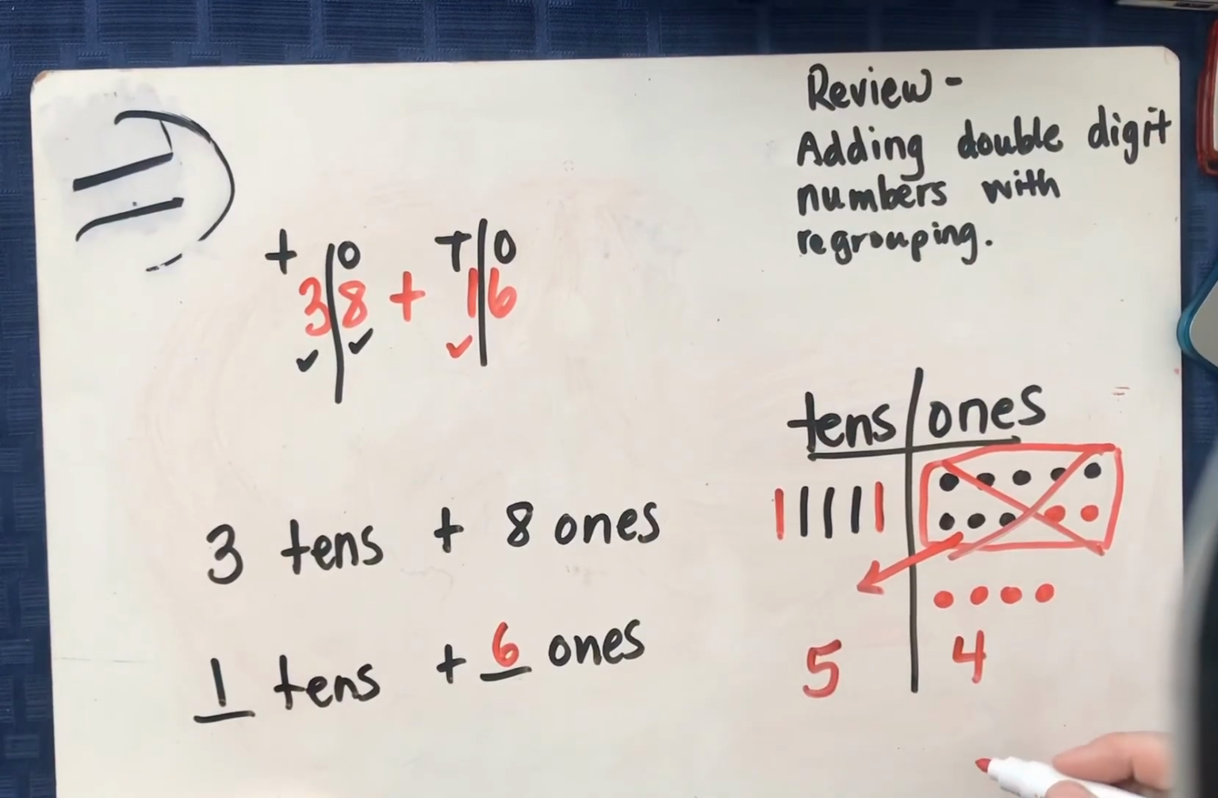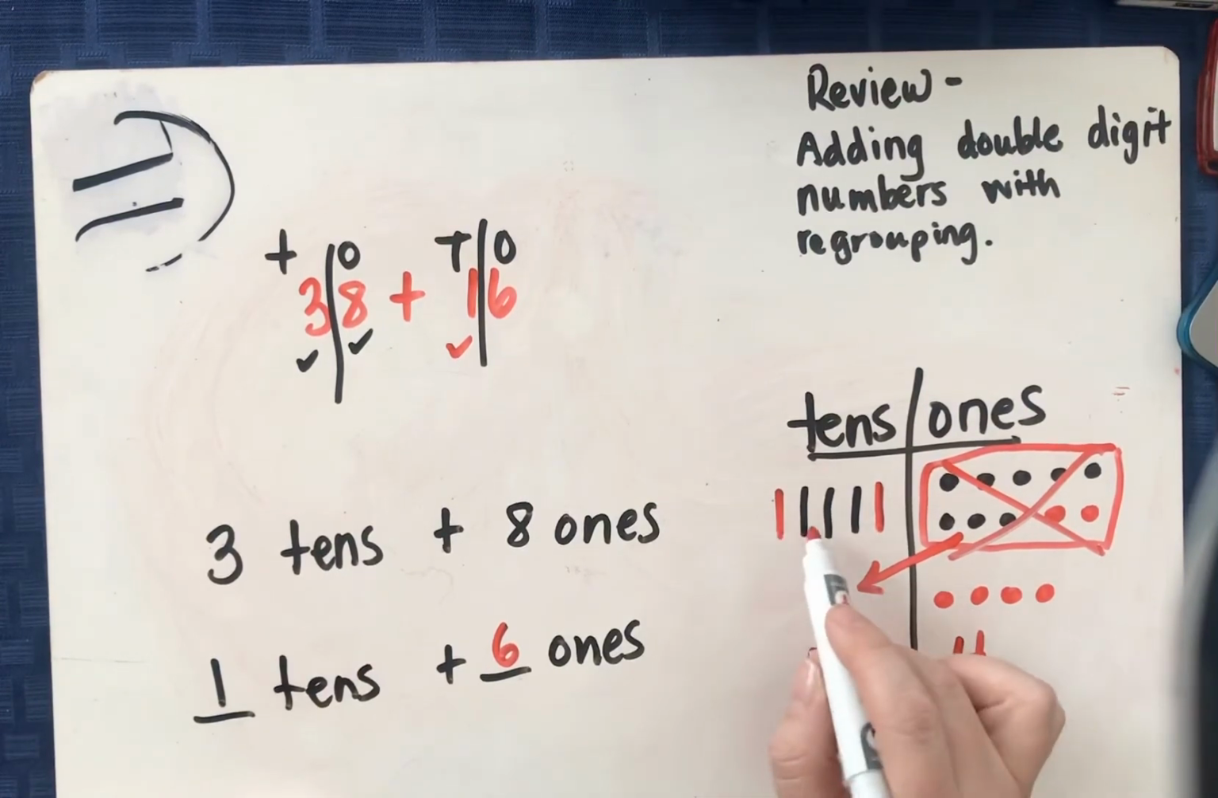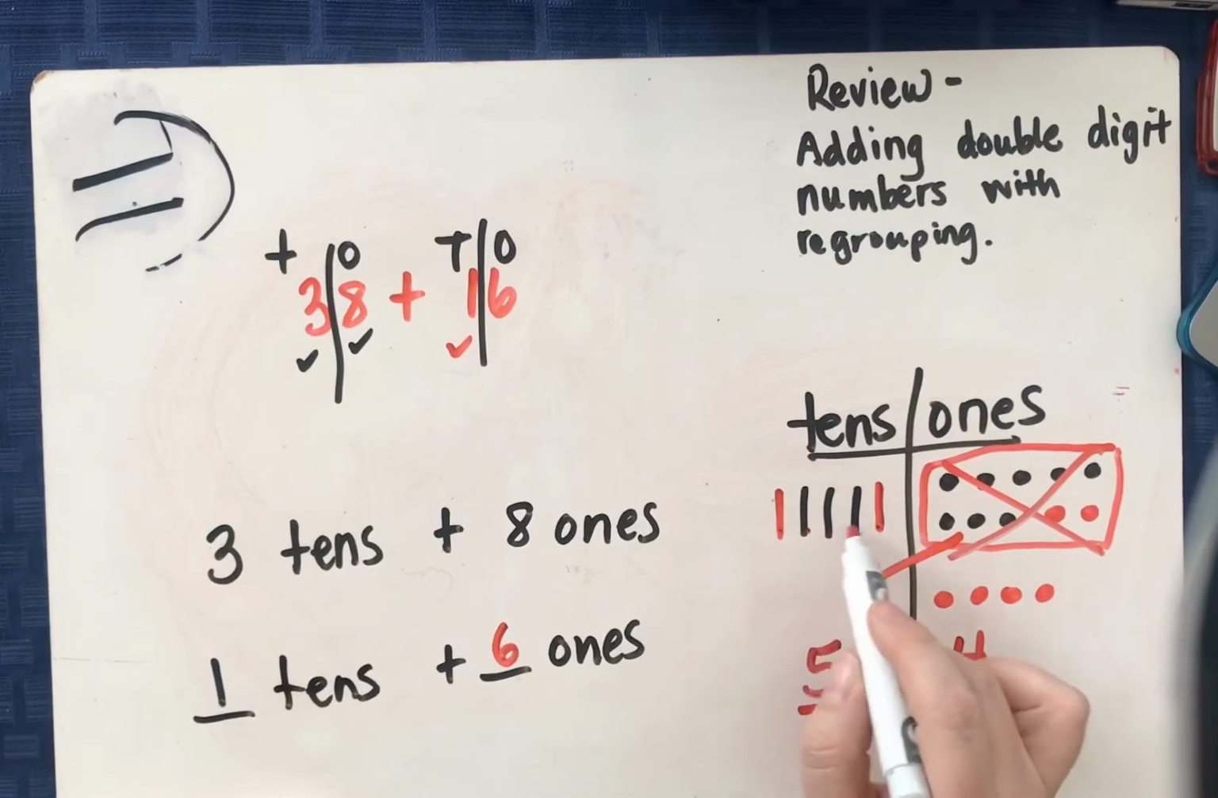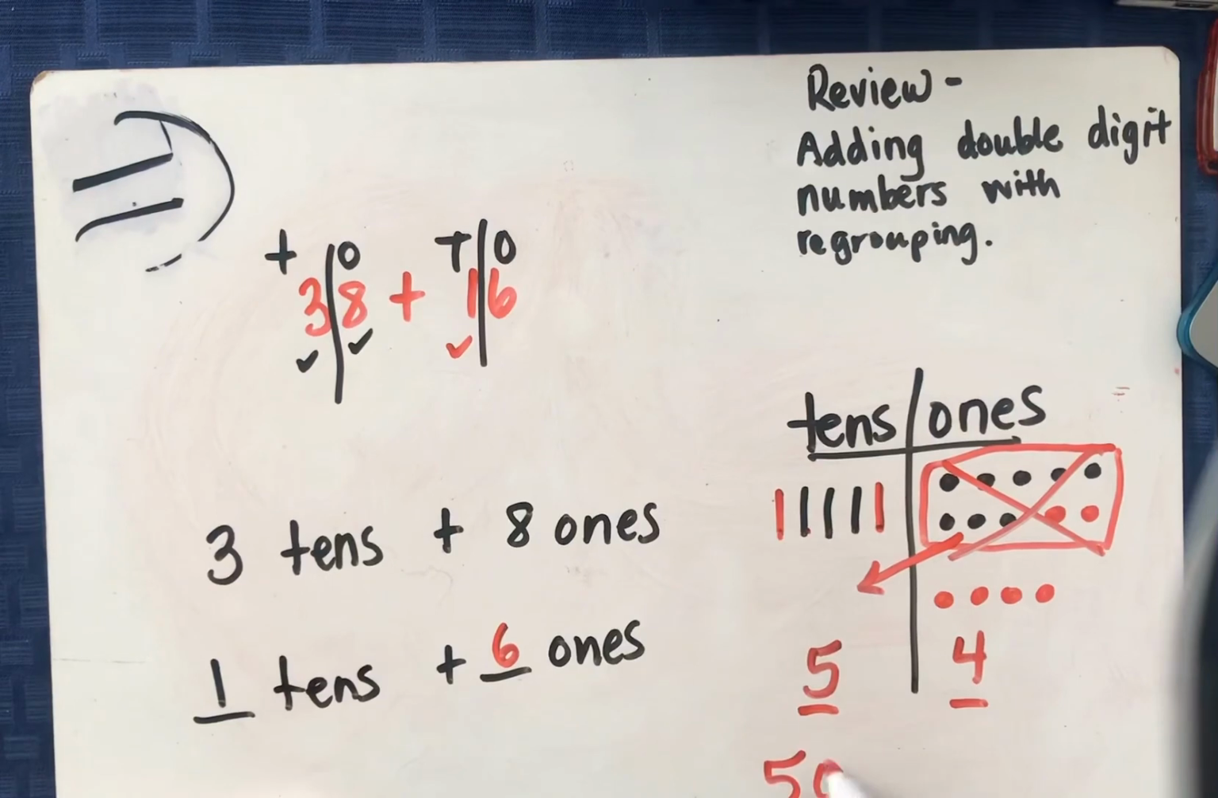I think my number is going to be 54. Well, let's look at the value of those 5 tens. 1 ten, 2 tens, 3 tens, 4 tens, 5 tens. 10, 20, 30, 40, 50 plus 4 equals 54.